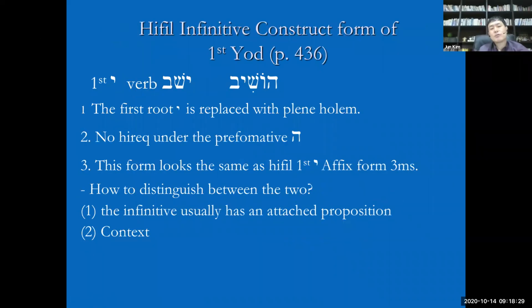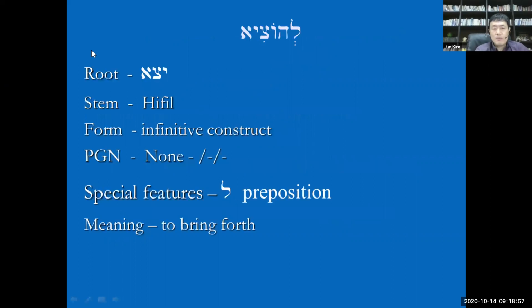Okay, so the first root yod is replaced with the plain holem. No hirek under the preformative he. We're talking about the infinitive construct form of a first yod verb, and this form looks the same as the first yod affixed form 3MSG. How to distinguish between the two? The infinitive usually has an attached preposition, and the context will help you. Let me move on. So yacha, hifil infinitive construct, no PGN.